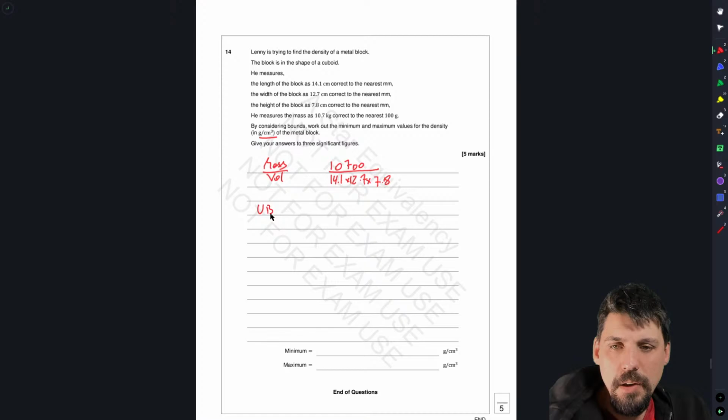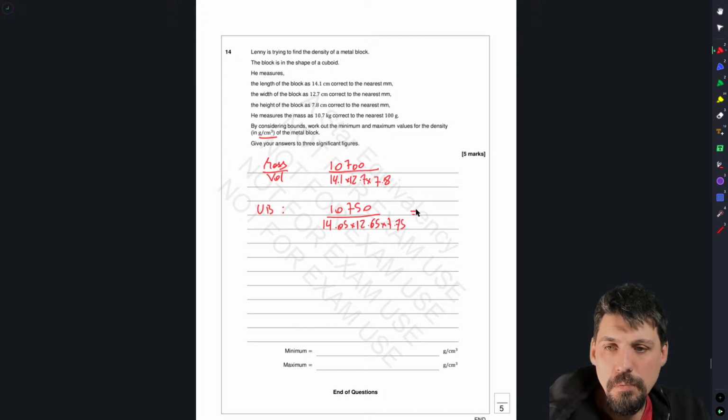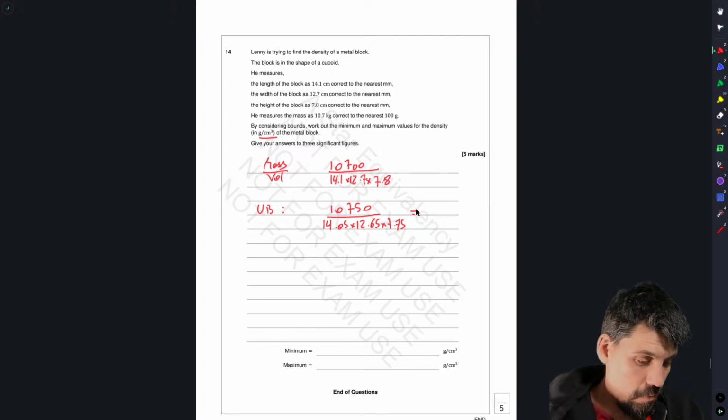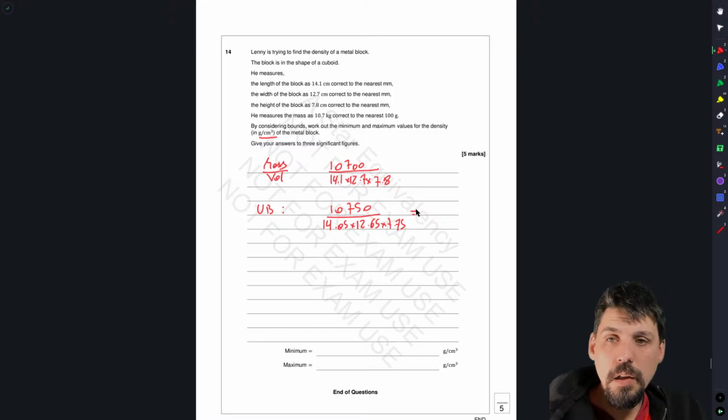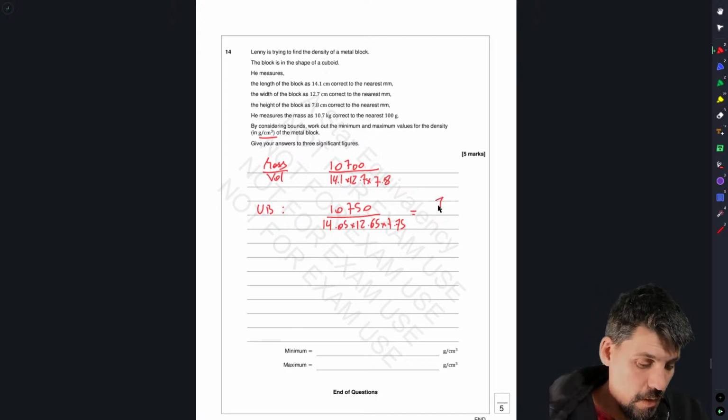Now, if you want the upper bound, I want this to be as big as possible. So this is correct to the nearest 100. So 10,750 over. These are all correct to the nearest millimeter. So I want that to be big and I want all of these to be small. What are we doing? 3 sig fig. 7.80.